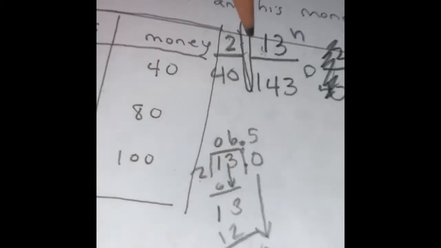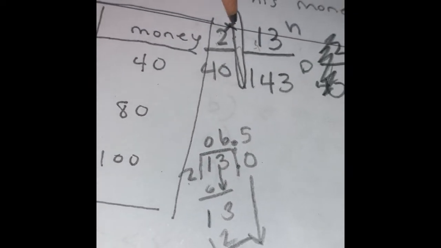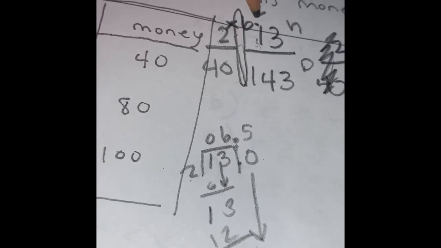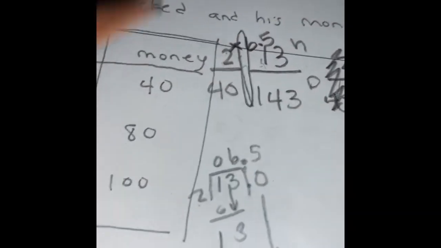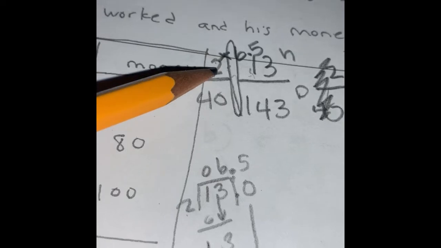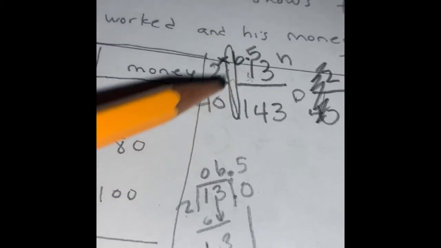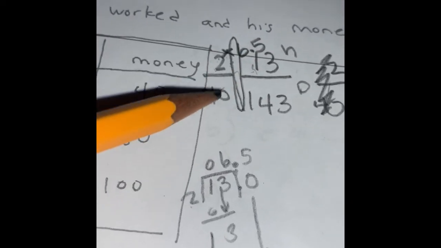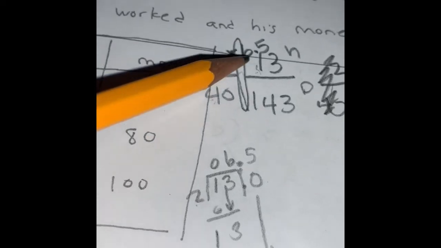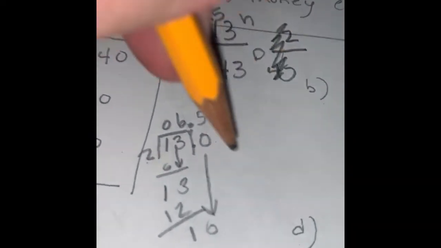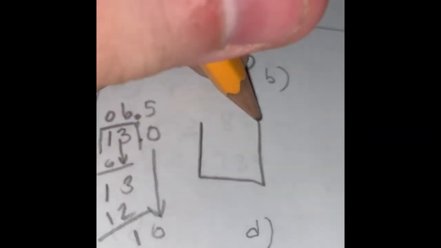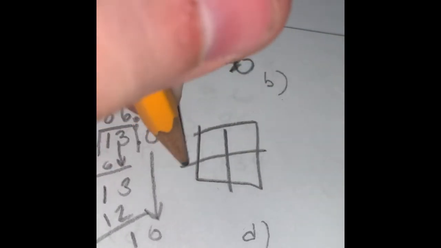So my scale factor is going to be times 6.5. And what I do to the top, because 2 times 6.5 makes 13, I have to do to the bottom. So we have to see if 40 times 6.5 makes 143. So we're going to multiply it out.